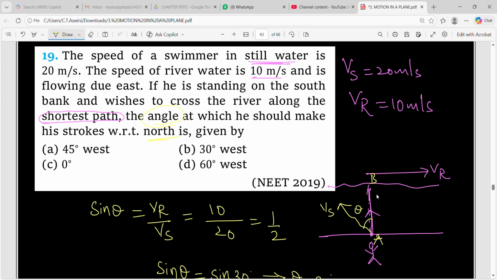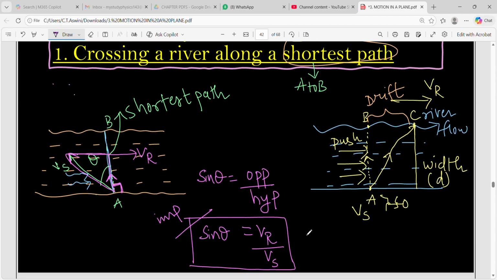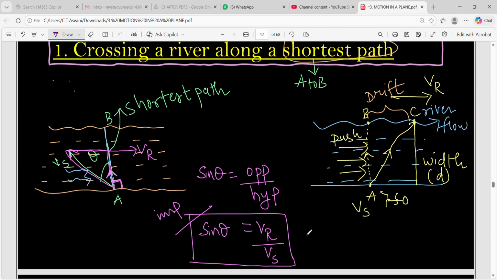Now the question is the angle at which the swimmer will make the strokes with respect to north. This is the north, right? So with respect to north, how much angle? 30 degrees. And with respect to north, in which direction? It was in west direction. Did you understand this direction part? This was north. This angle was 30. So with respect to north, in which direction? West direction. So 30 degrees west is the answer. Very easy, right? If you remember this concept. Understand the concepts, and physics is very easy.